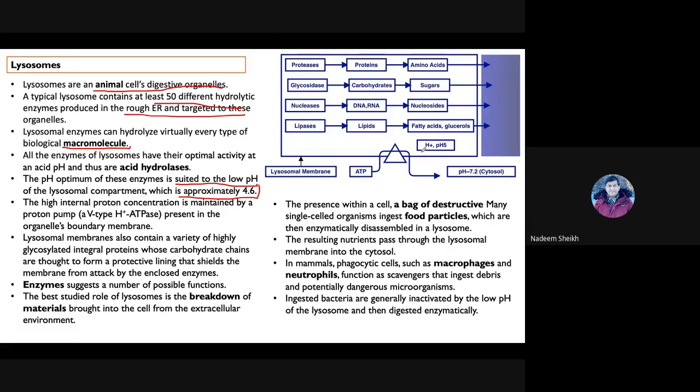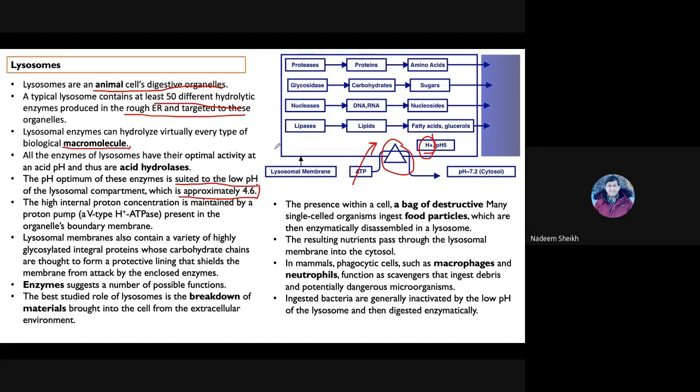This pH is maintained because of the intralysosomal high protons, and this proton concentration is maintained by one proton pump that pushes the protons within the lysosome at the expense of energy which is derived from ATP.